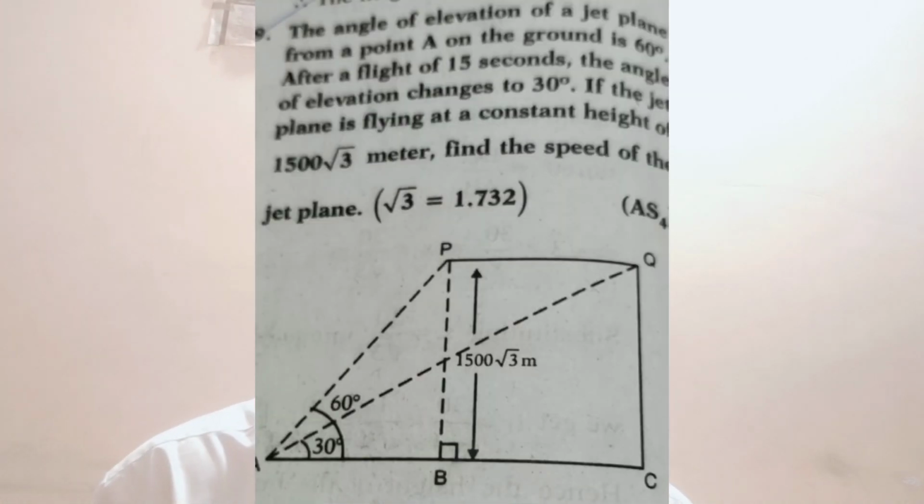Next, the angle of elevation of a jet plane from a point A on the ground is 60 degrees. After a flight of 15 seconds, the angle of elevation changes to 30 degrees. If the jet plane is flying at a constant height of 1500√3 meters, find the speed of the jet plane. Okay, this type of sum is very important.